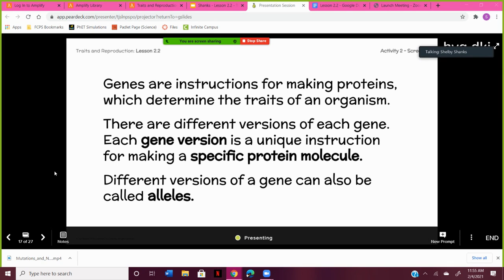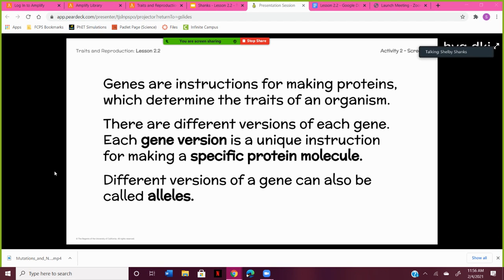So genes are instructions for making proteins. This is connecting what we learned about genes, what we've learned about protein molecules, gene versions. So genes are instructions for making proteins, and this determines the trait of the organism. So the different genes you have, the different proteins you have, the different types of traits that you have. So brown hair, blue eyes, the types of muscles, how you heal, that kind of stuff.